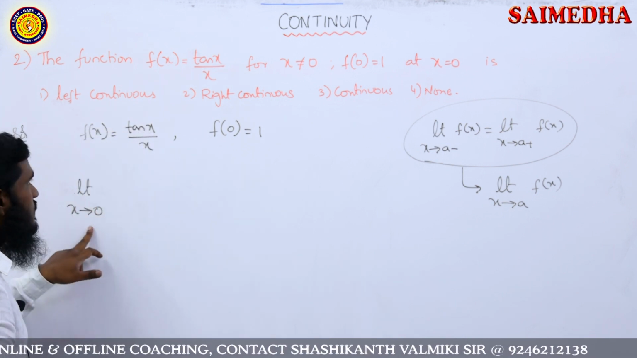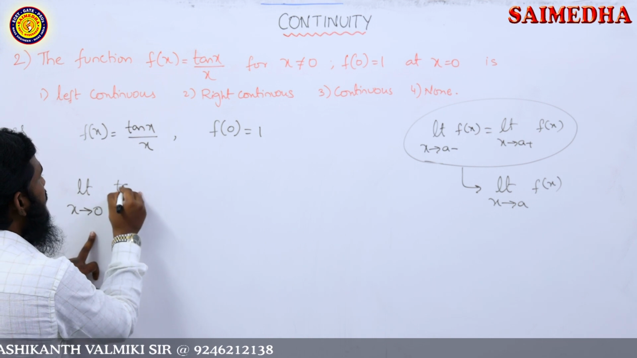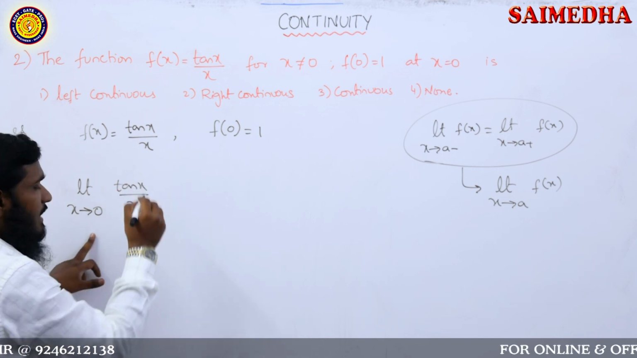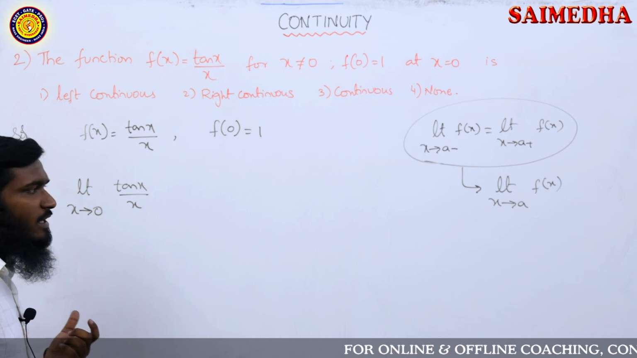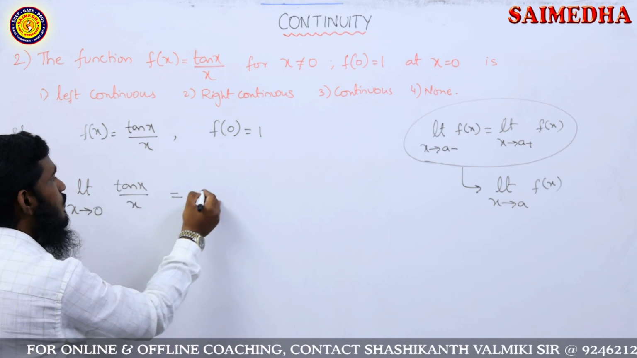So limit x tends to 0, f of x. What is f of x now? Tan x divided by x. So we are finding the direct limit value. What is our standard limit? Limit x tends to 0, tan x by x, it is equal to 1.